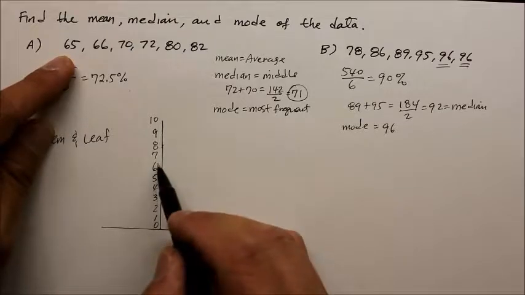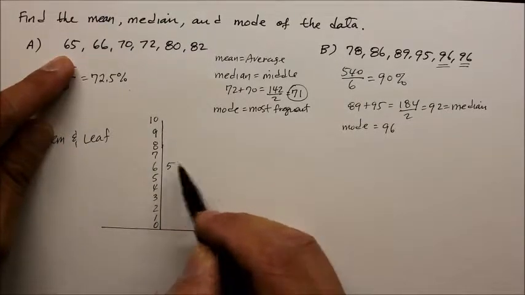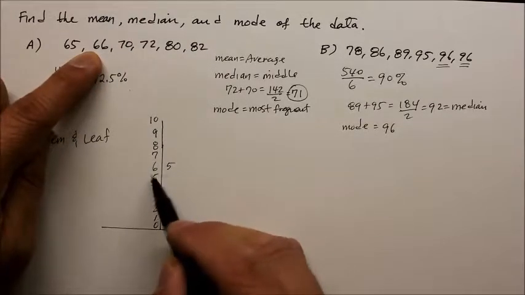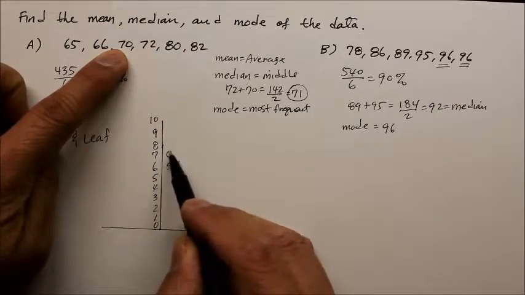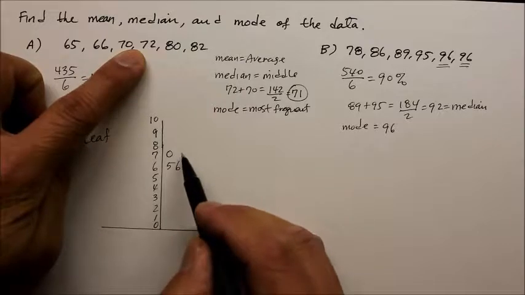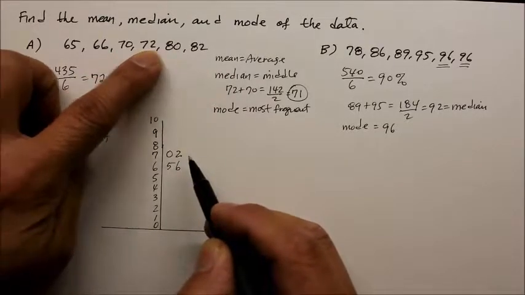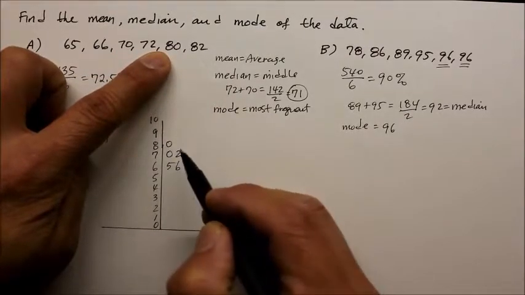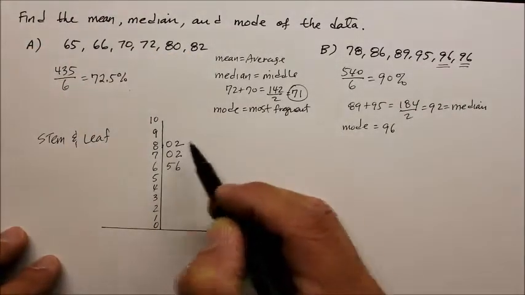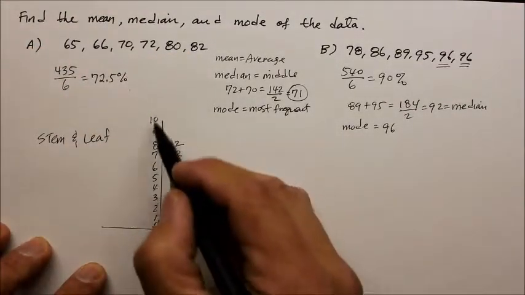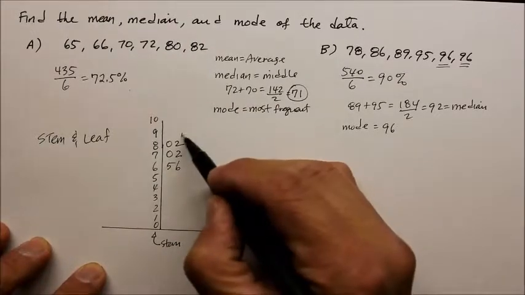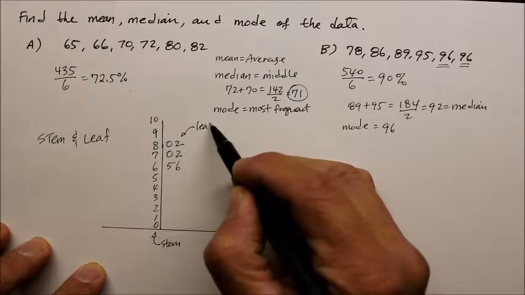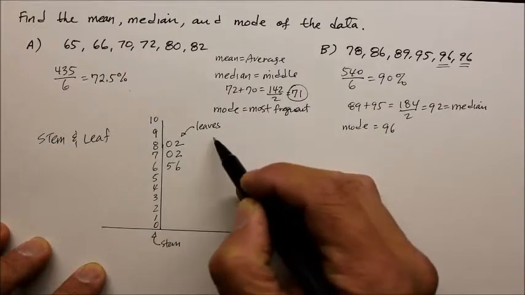65, there's 65. 66, there is 66. 70, there is 70. 72, there is 72. 80, there's 80. And 82, there's 82. That's it. This is the stem. And these are the leaves. Is that how you still spell leaves?